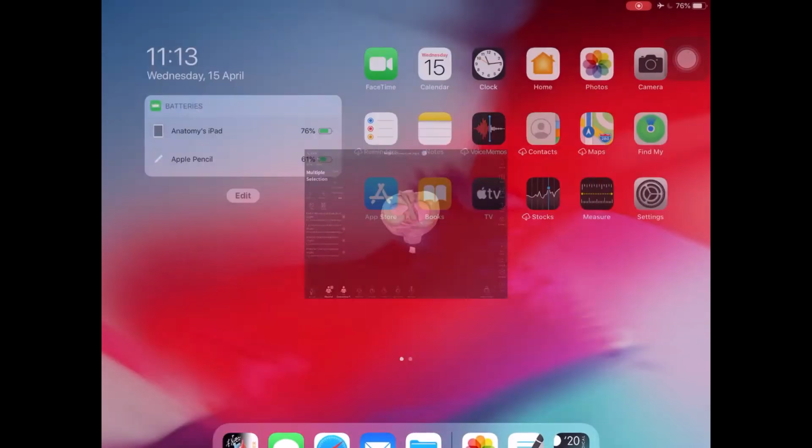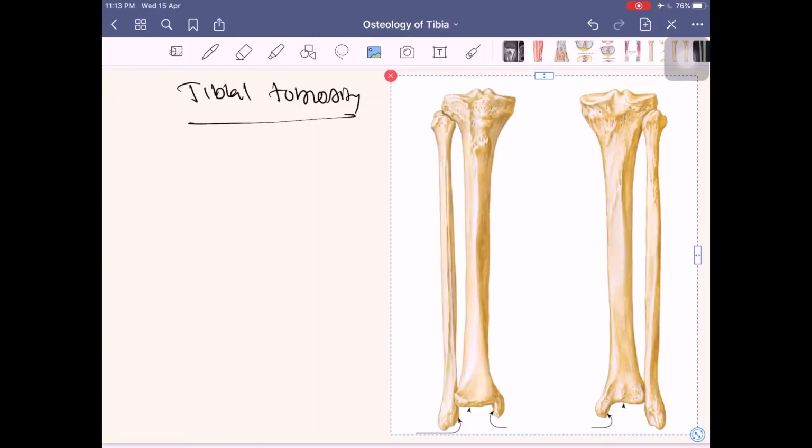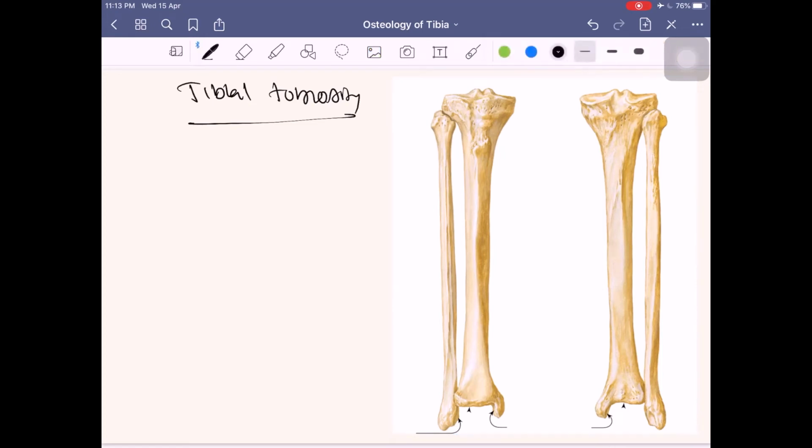Okay, that's beautiful. Okay, so now tibial tuberosity we are seeing. The tibial tuberosity is the one which is present on the anterior surface of the upper end. So this one is your tibial tuberosity we are seeing.